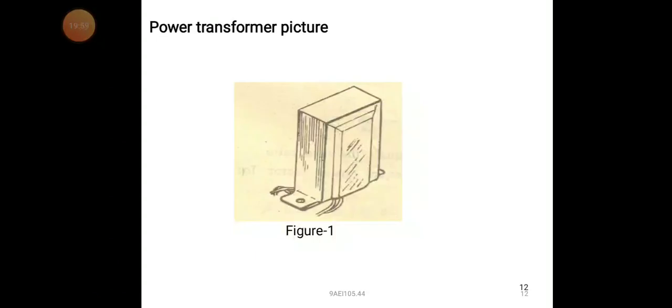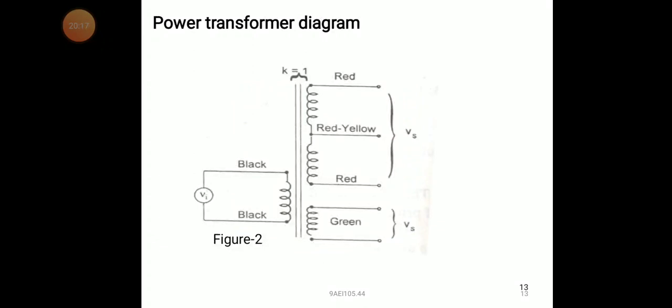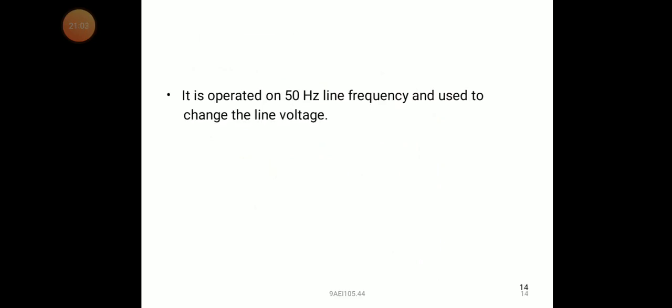You can see the power transformer picture, how it looks. A simple power transformer has a primary winding and a secondary winding. This is the practical power transformer. Now you can see the power transformer diagram. The turns ratio is 1. The power we give has two lines, black for the supply voltage, and red, yellow, green, where we get the source voltage Vs. You see the diagram. The iron core is indicated by the two straight lines.